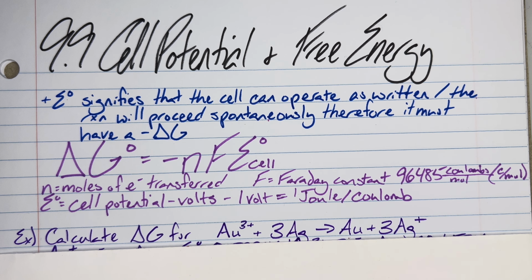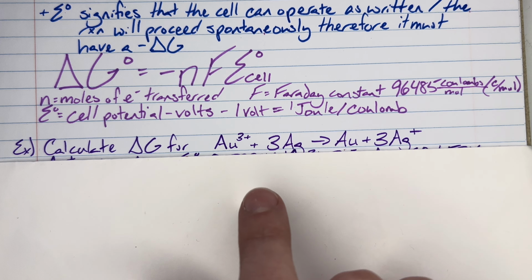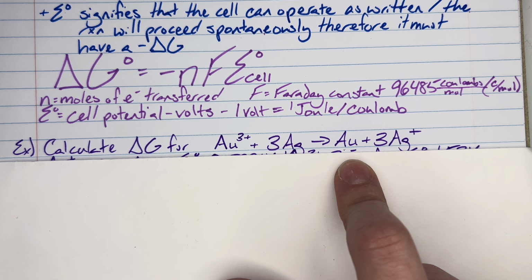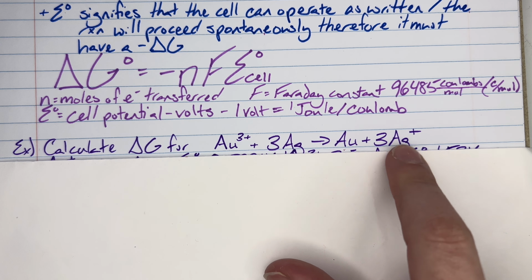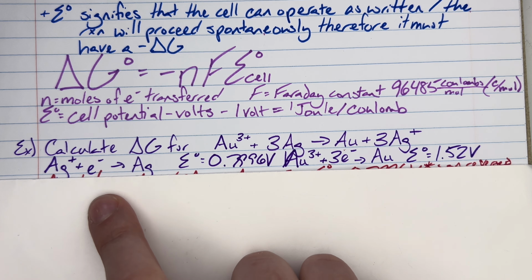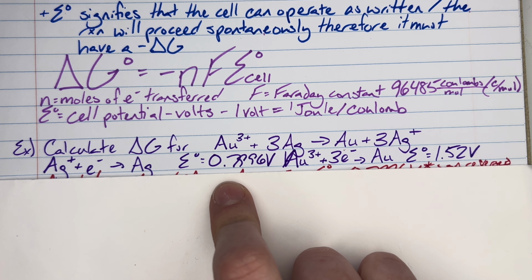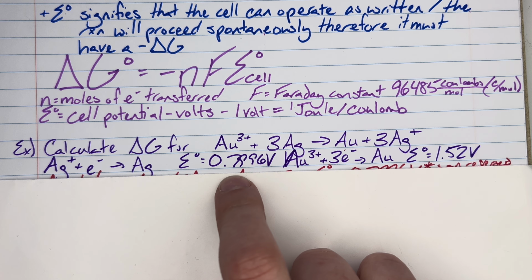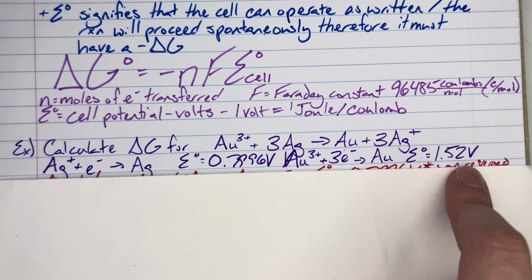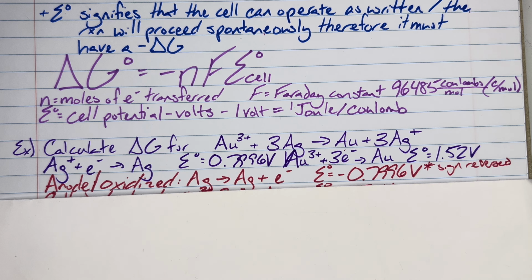And if I was asked to calculate the overall free energy for this redox reaction, where I have gold 3+ reacting with silver to produce gold and silver ion, and I was given the overall cell potentials for silver being reduced as having an overall cell potential of 0.7996 volts, and gold being reduced as 1.52 volts, I will identify which is my anode and which is my cathode.